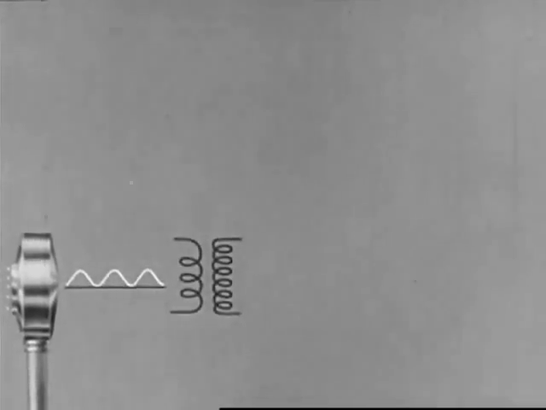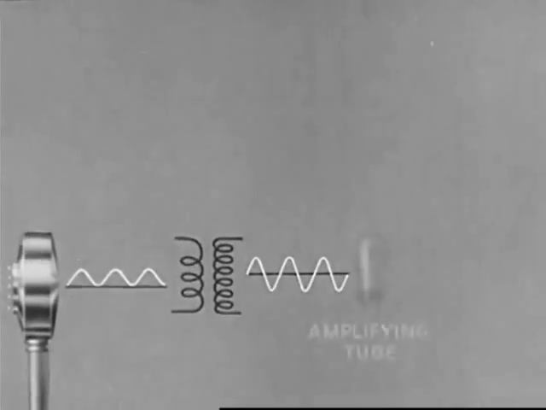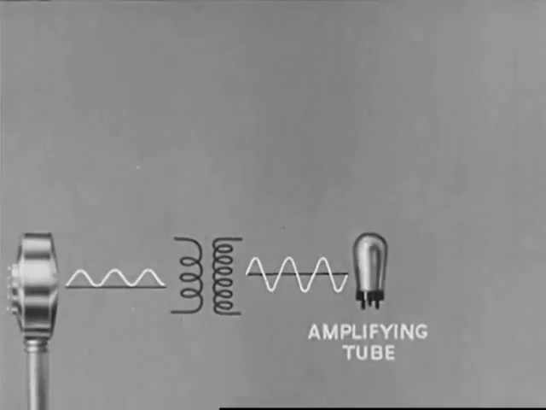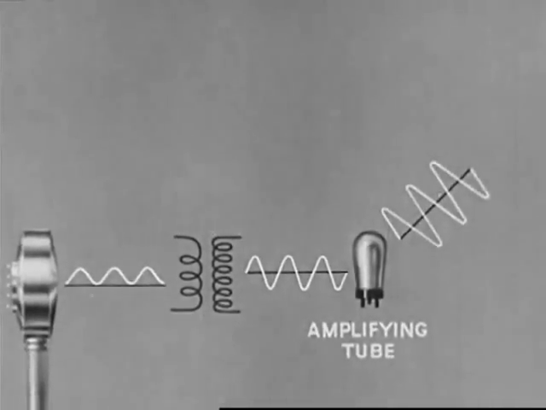Let us retrace the main events in the audio frequency circuits. The microphone brings about a pulsating direct current. The transformer changes this to an alternating current. Vacuum tubes amplify this alternating current, which then goes to the modulator tube.